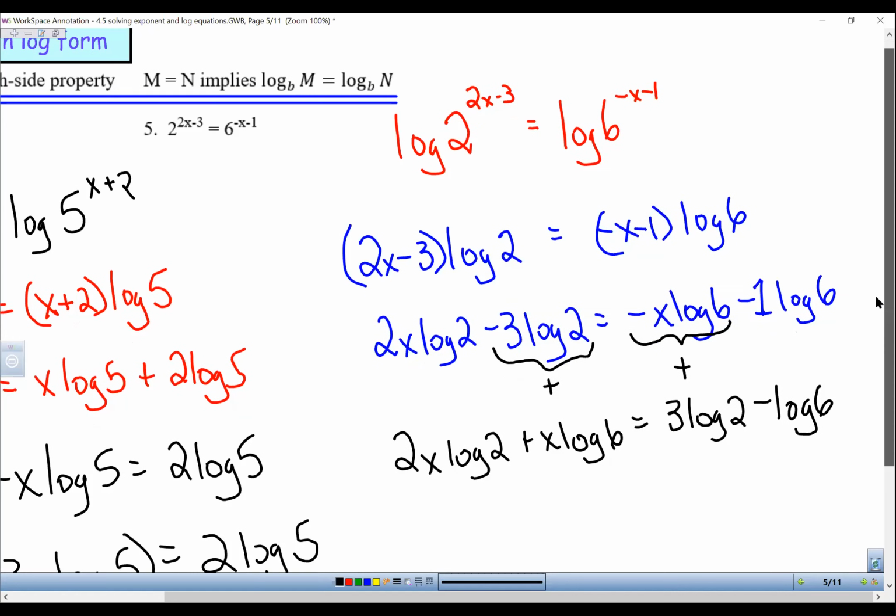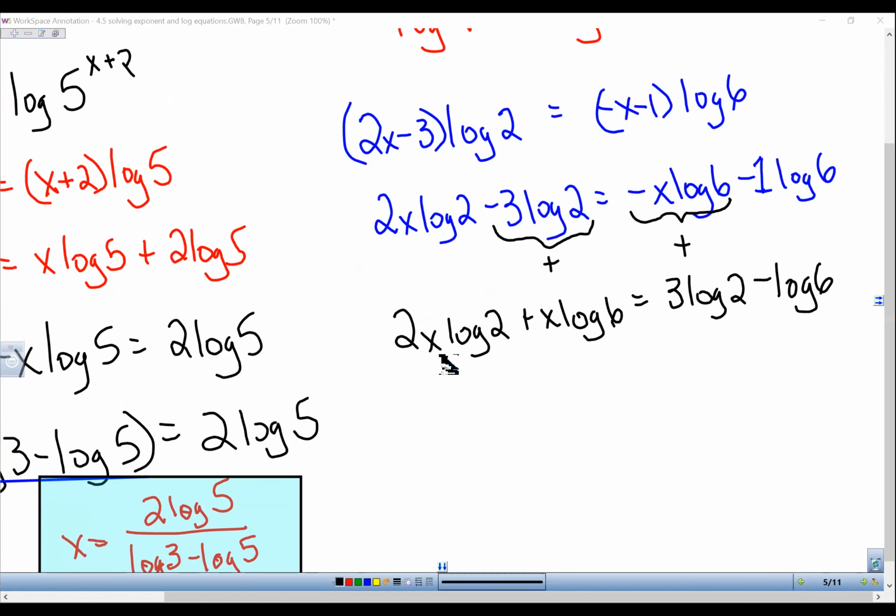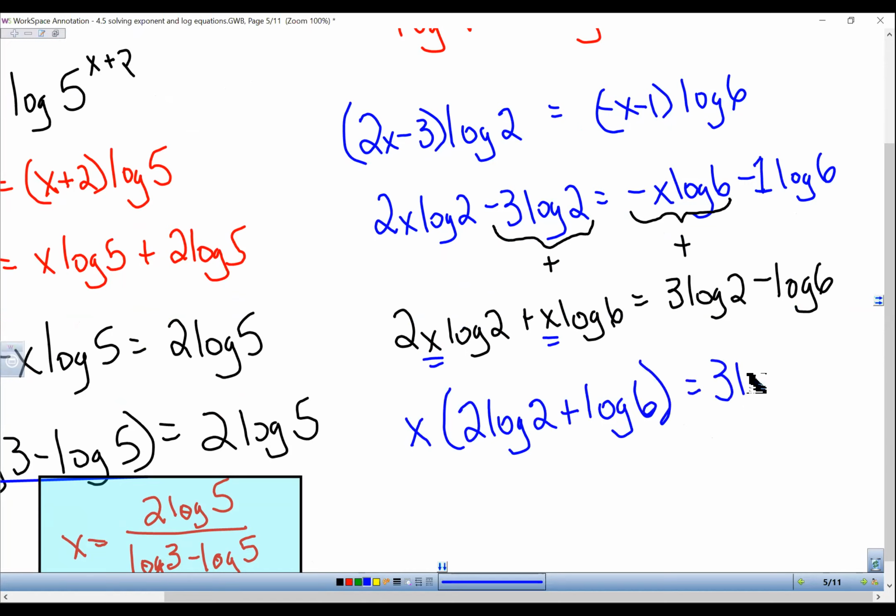And then we need to factor out our x, just like we did before. So both these terms have an x. We're going to factor out the x from both of these. So I'm left with 2 log 2 plus log 6. And this side didn't change. And then just like we did before, we're going to divide by this whole value that we have left after we factor out the x.